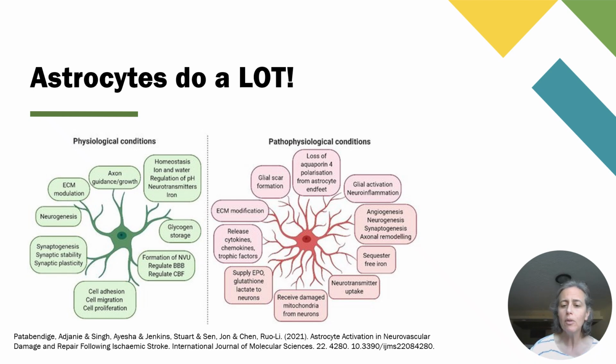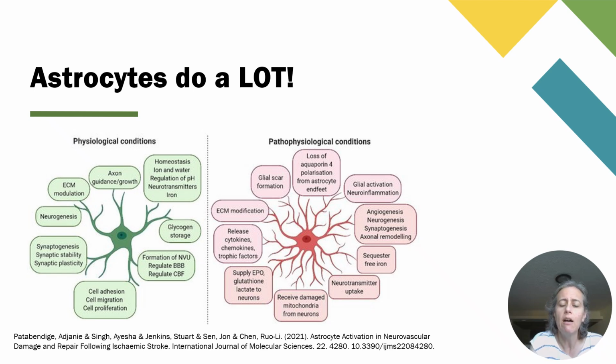So under normal conditions, when everything is good, we would call those physiological conditions, right? That axon guidance and growth, right? Guiding where synapses should be. They do ECM modulation, which means extracellular matrix, neurogenesis, which is that crazy idea of growing new neurons. They regulate the blood-brain barrier. They help with a lot of different things through those trophic factors.